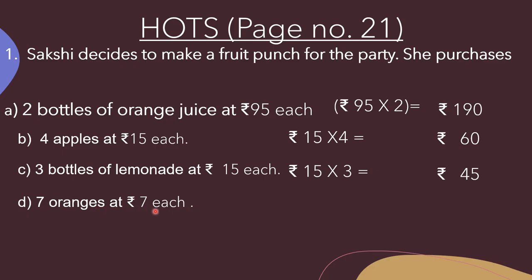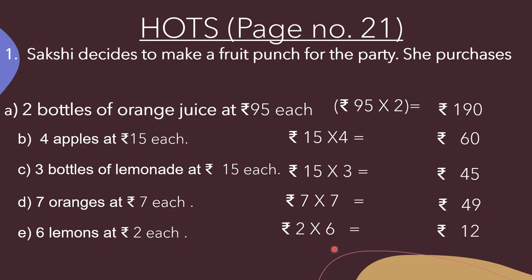Now in D part, 7 oranges at ₹7 each. 7 oranges उसने परचेज किए और 1 orange का प्राइस था 7 rupees. So to find out the money spent on oranges, we will multiply ₹7 by 7, and that is equal to ₹49. Now in E part, 6 lemons at ₹2 each. उसने 6 lemon परचेज किए और 1 lemon जो था वो 2 rupees का था. So to find out the money spent on lemons, we will multiply 2 by 6, and that is equal to ₹12.